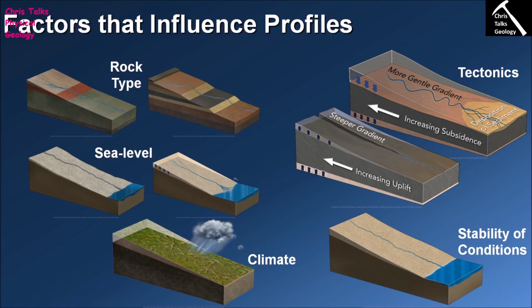Now, if the conditions change, so they become unstable, the river will obviously change as the conditions change. So you might see an increase in discharge or a decrease in discharge, and this will lead to changes in the rates of erosion or deposition. And this is obviously going to affect the shape of our profile. So stability is another factor that needs to be considered. Typically, the more stable the environment, once the river has achieved that profile, the less likely it will be to have to change.